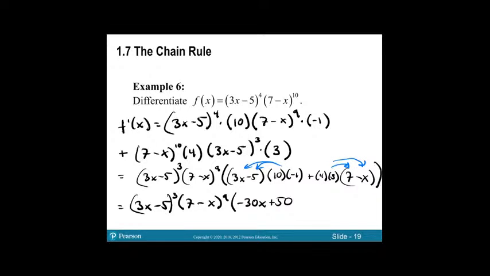We're going to say plus, let me see, 70 plus 14 is 84. So it's going to be 84 minus 12x, okay? One more step and I think we're done here. 3x minus 5 to the power of 3, 7 minus x to the power of 9. If we combine like terms, what is that, negative 42x plus 134. Okay.